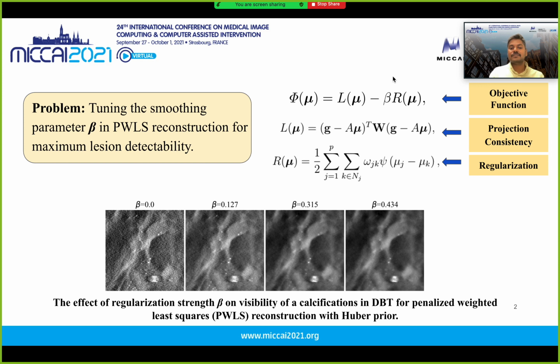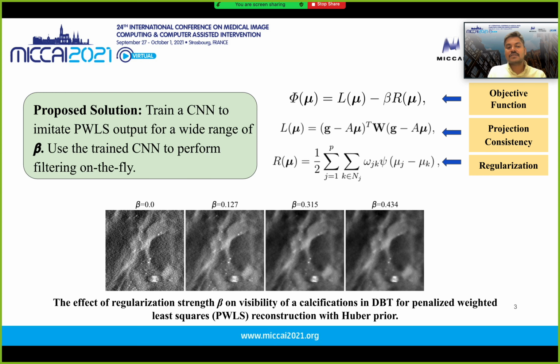parameter beta. The impact of beta on the image quality is shown below, where it can be seen that a volume reconstructed with beta equal to 0 is overly noisy, while increasing beta beyond a certain limit results in an overly smooth image where the calcifications are lost. In this work, we want to give interactive control to the practitioner such that they can tune this image quality as per their needs and their subjective assessment of the image quality.